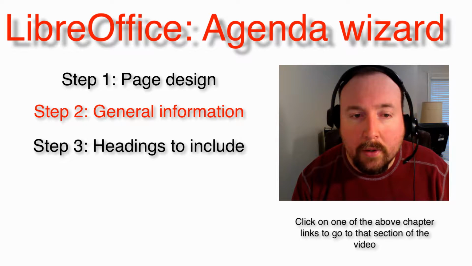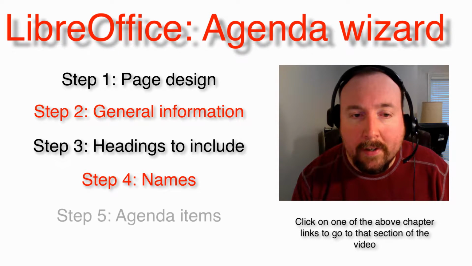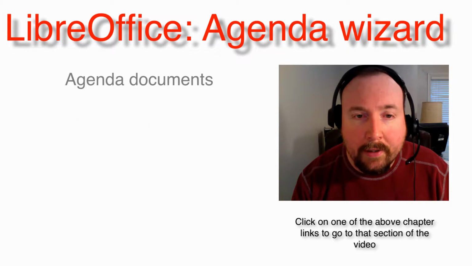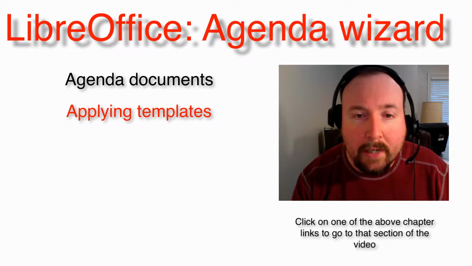to include. Step 4, names. Step 5, agenda items. Step 6, name and location. There are 2 more sections as well. Agenda documents. This shows how a document created from the agenda template can be edited. Applying templates. This shows you how to access and apply an agenda template to a new document.